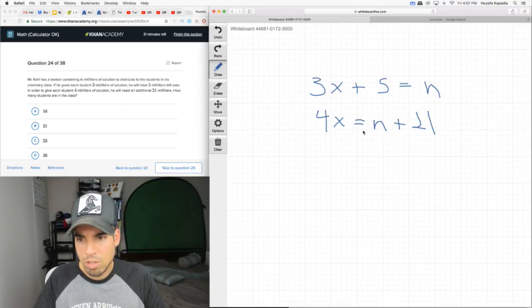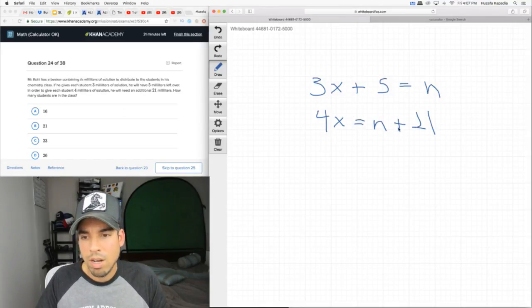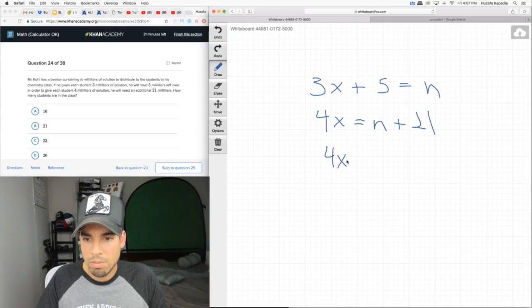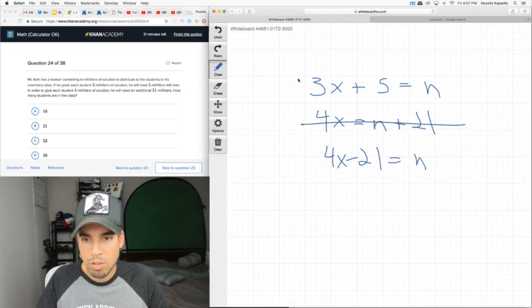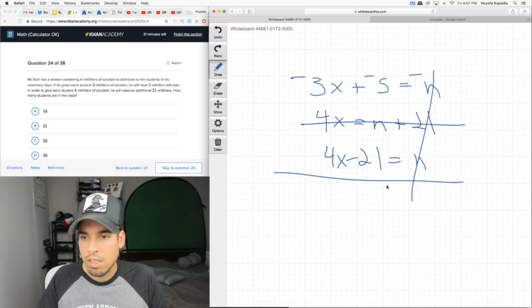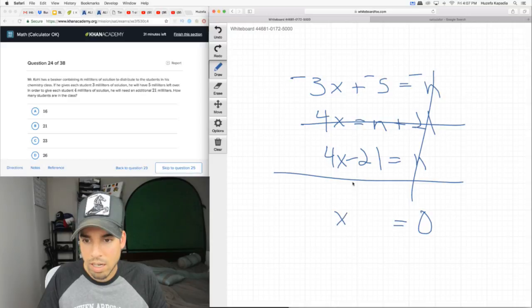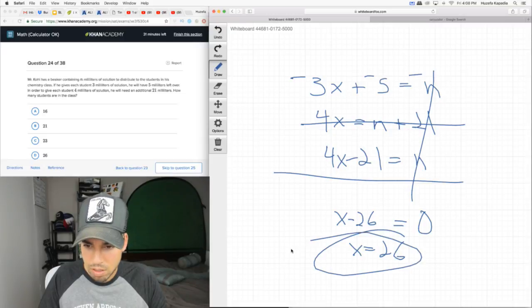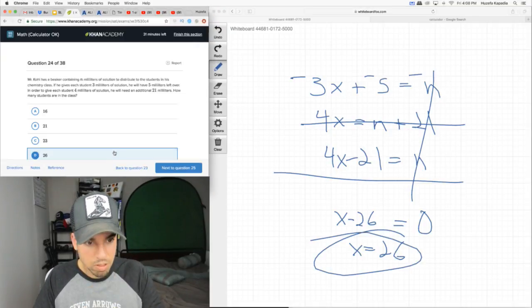How many students are in the class? We need to solve for x. So now it'll be 4x minus 21 equals n. And now I can multiply this one by negative and then add these guys. The n's cancel out, so we have 0 equals negative 3x plus 4x is x, negative 5 plus negative 21 is negative 26. x equals 26. Okay, so you got 26 students in the class.